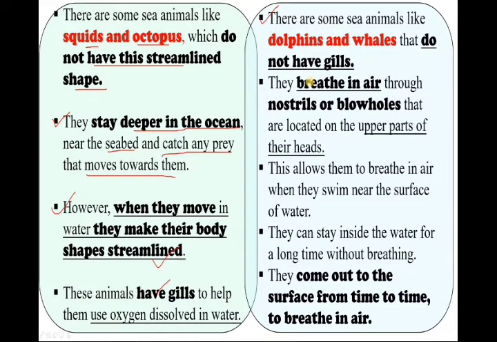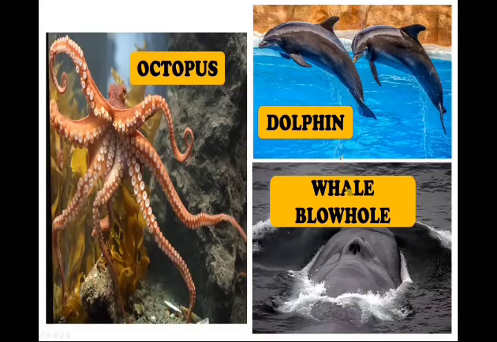And children, note the point: dolphins and whales are sea animals that do not have gills but they breathe air through nostrils or blowholes. Actually, dolphins and whales do not have gills but still breathe through nostrils or blowholes, which are located on the upper parts of their heads. Which organ is there to breathe? Yes, nostrils or blowholes, present on the upper part of the head.